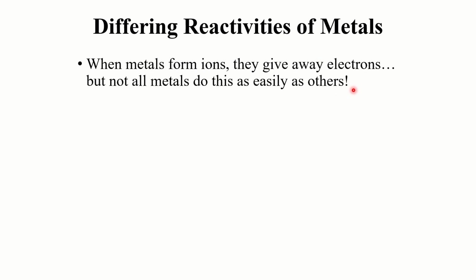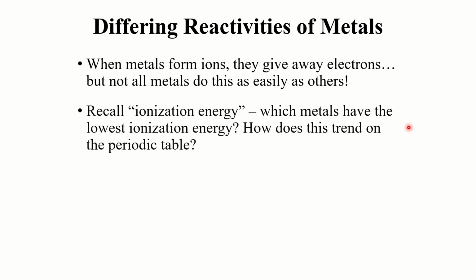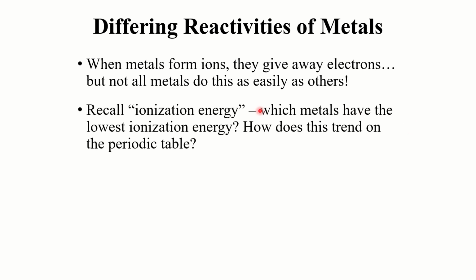Let's talk about the differing reactivities of metals. When metals form ions, they give away electrons, but not all metals do this as easily as others. So recall the term ionization energy. You learned about this in Gen Chem 1. This refers to how much energy it takes to ionize an atom, how much energy it takes to remove an electron. Remember that this trend increases going towards the top right. So the elements that have the lowest ionization energy, specifically the metals that have the lowest ionization energy, would be the ones further towards the bottom left of the periodic table.